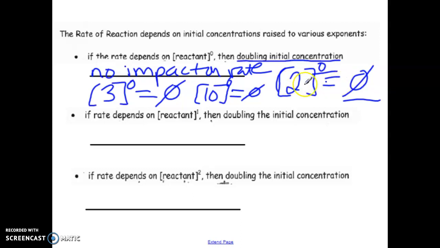So this is what I mean by experimental data. You have to be able to see, okay, well, trial and error. Let's increase it. Oh, nothing happened. Well, the exponent is going to be 0.